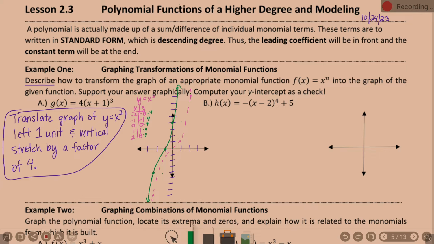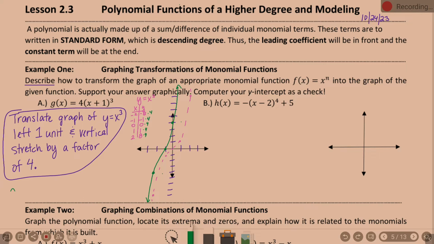Now, support your answer graphically. We did graph it. You can throw it in the calculator if you want. It also said compute your y-intercept as a check. How do we check it? How do we find a y-intercept? Y-intercepts happen when you put 0 in for x.